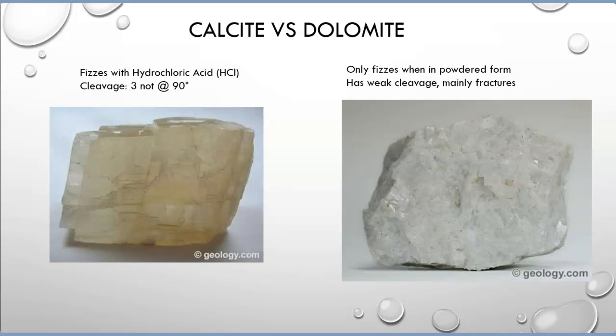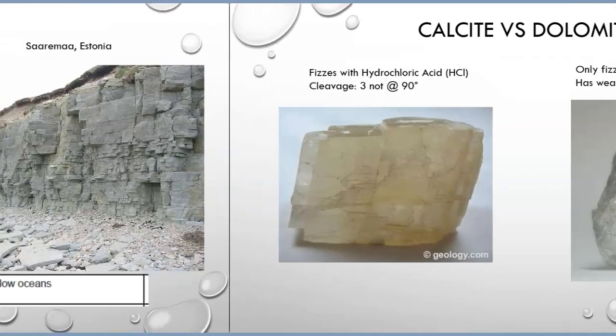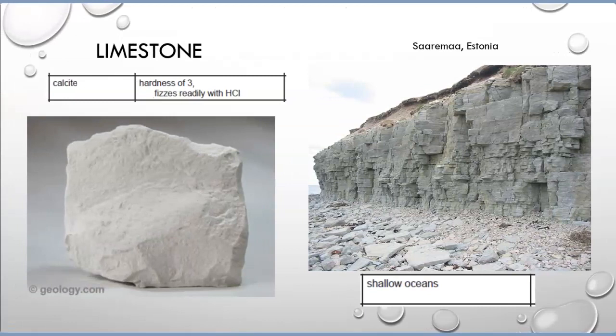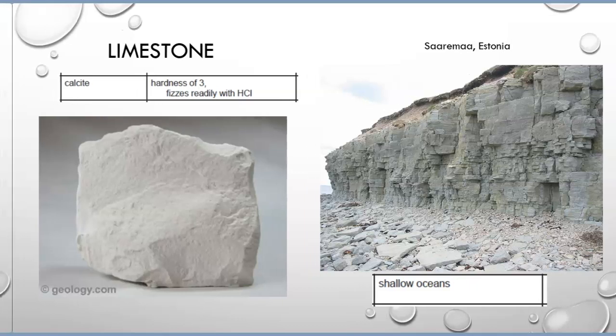Calcite is found in limestone and dolomite is found in dolostone. Here is an example of limestone. It is fine-grained with interlocking crystals. Limestone is indicative of shallow marine environment. Imagine the Caribbean or the Coral Sea.